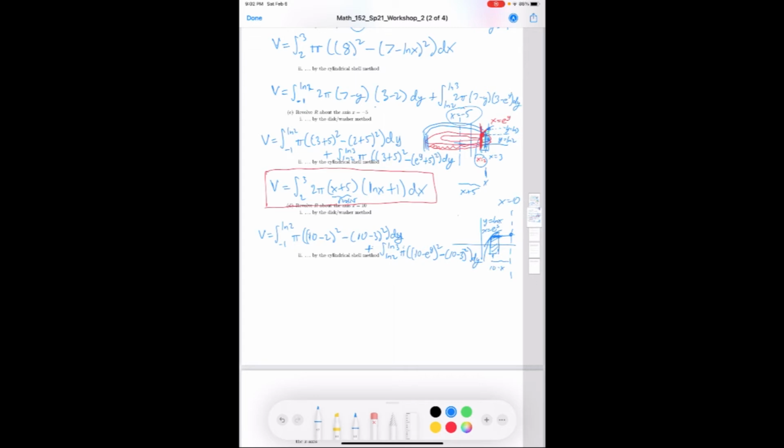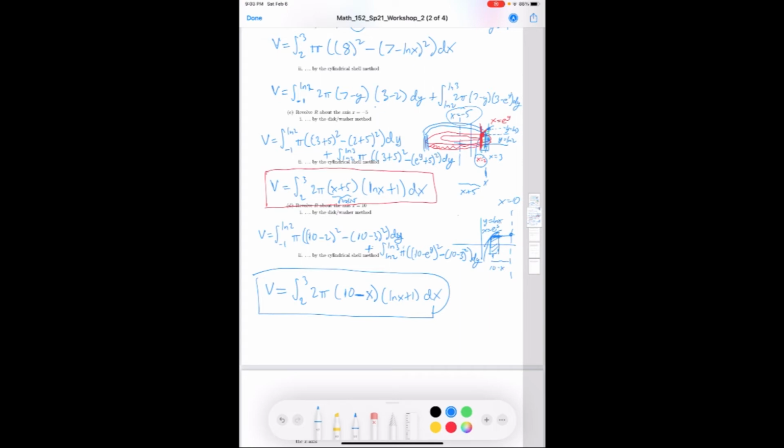So that's the washer integral, and the shell integral is going to be the integral from 2 to 3 of 2 pi. It's going to be just like the previous one, except that the only thing we're changing is how we define the radius of the shell. That's going to be 10 minus x, times ln x plus 1, dx. So that's the answer. Okay. So we have problem 2 done.